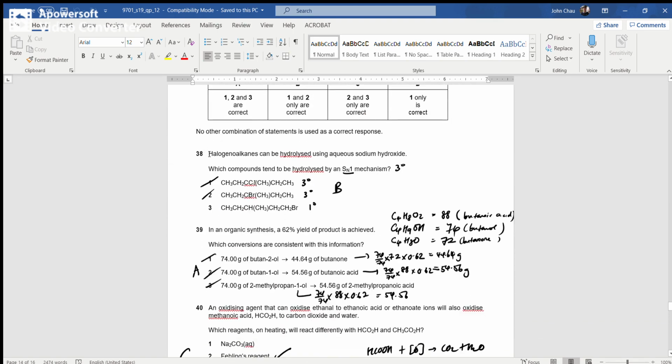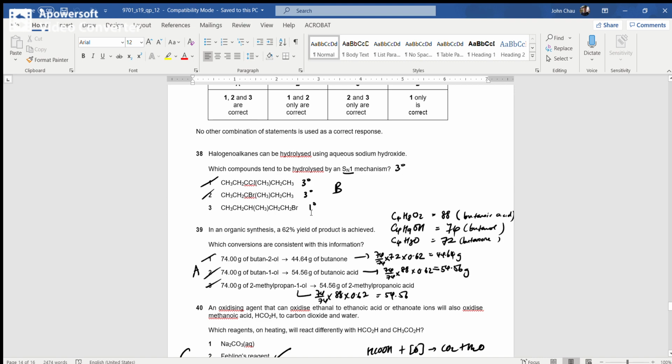38. Haloalkanes can be hydrolyzed using aqueous sodium hydroxide. Which compounds tend to be hydrolyzed by the SN1 mechanism? SN1 usually involves tertiary haloalkanes. So what we do is determine which compound is tertiary. The first and second compounds are, whilst the third compound is considered primary.